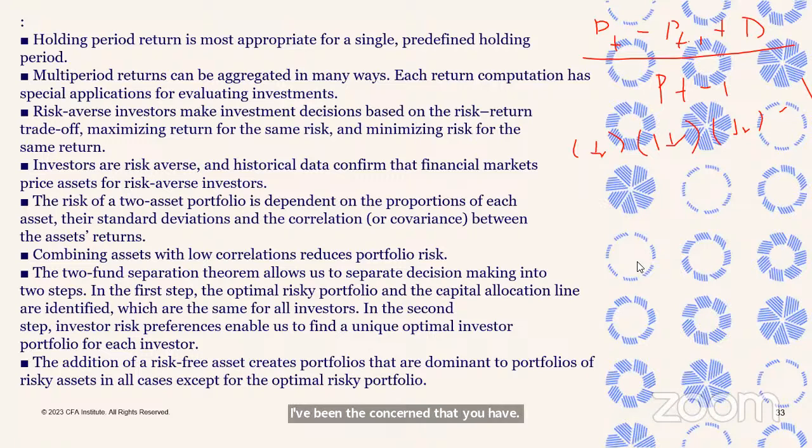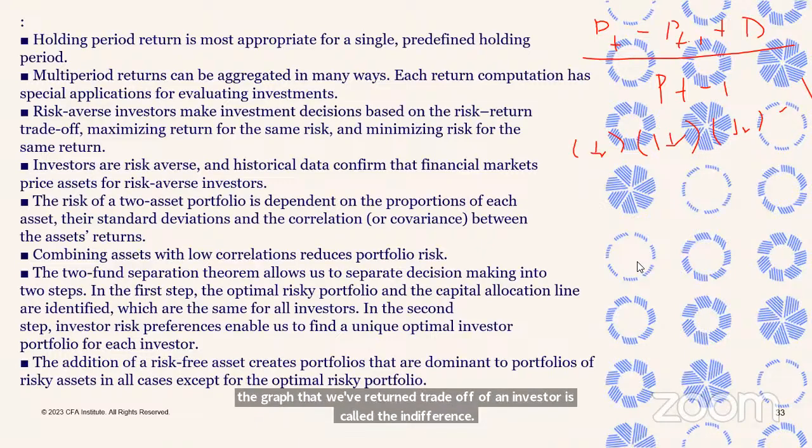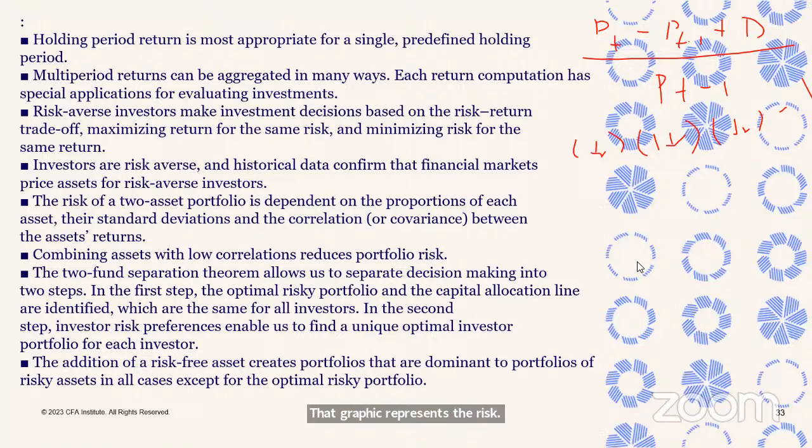Now, risk-averse investors make decisions based on the risk-return trade-off. The graph that shows the risk-return trade-off of an investor is called the indifference curve. Your indifference curve is a curve that graphically represents the risk and return trade-off. Because our risk aversion is different, indifference curves are unique to individuals. It's not the same for everyone.